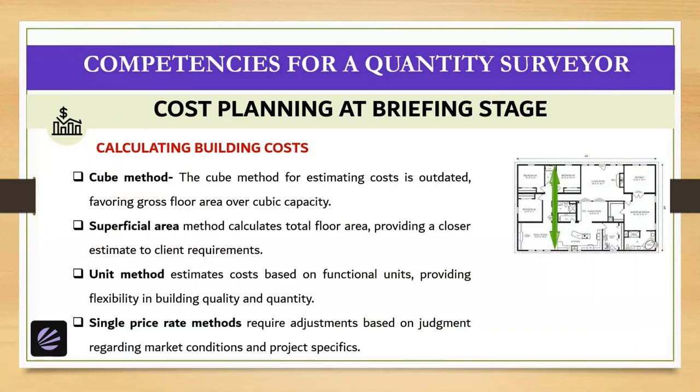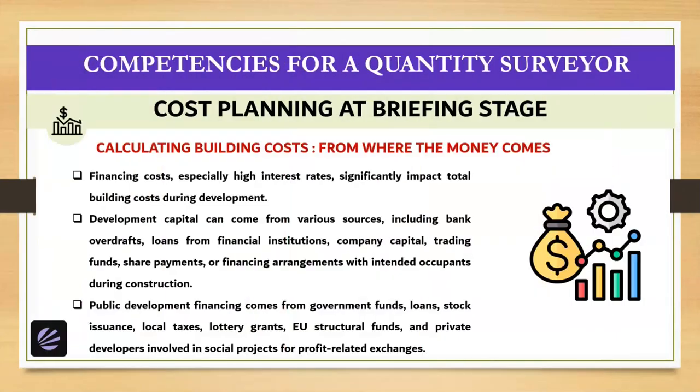Now let's look at how to calculate the building cost. There are various methods such as the cube method for estimating cost. This is outdated and they favor gross floor area over cubic capacity. The superficial area method calculates the total floor area, providing a closer estimate to client requirements. The unit method estimates cost based on functional units, providing flexibility in building quality and quantity. Single price rate methods require adjustments based on judgment regarding market conditions and project specifics.